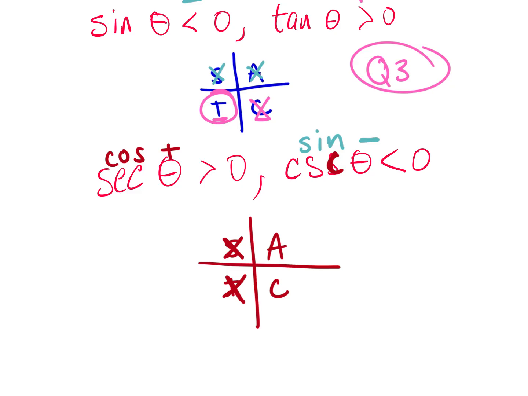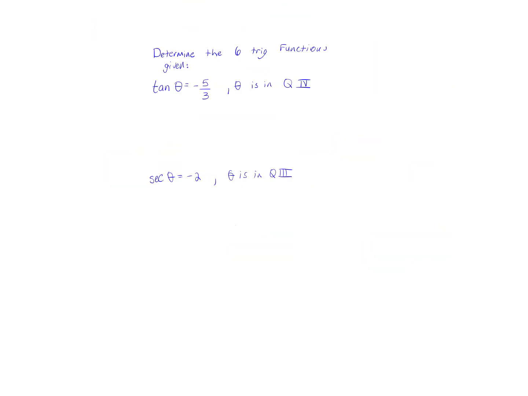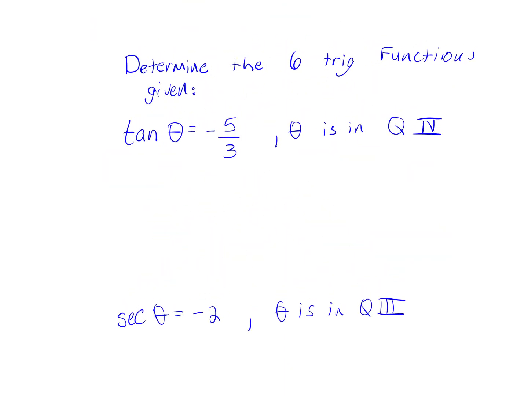Out of these two quadrants, which one would sine be negative in? C. We can't be in the all positive because sine is negative. So we are in the C quadrant. So what quadrant are we in? 1, 2, 3, or 4? 4. Quadrant 4. All right, so we're going to use that for the next questions.